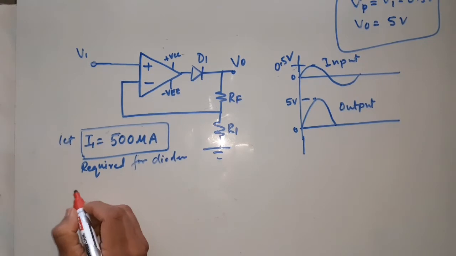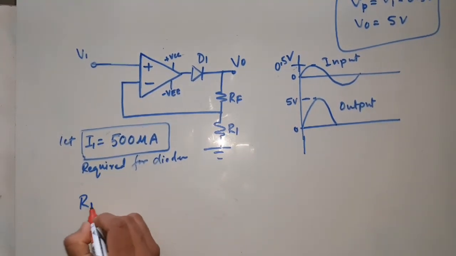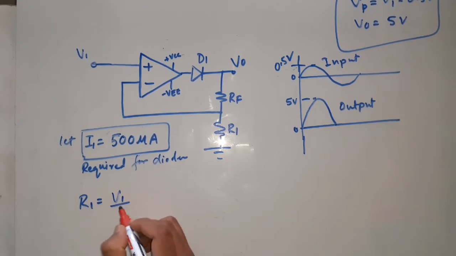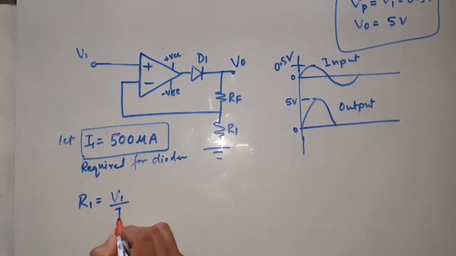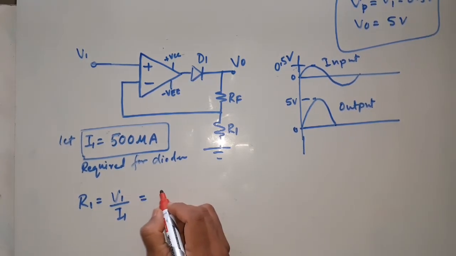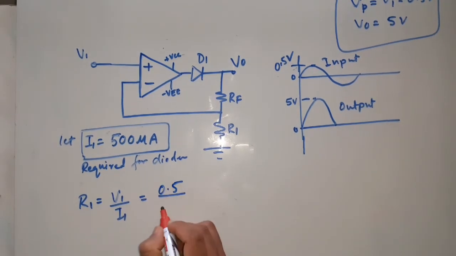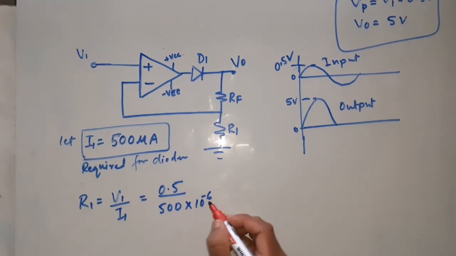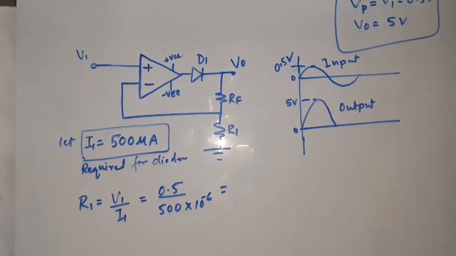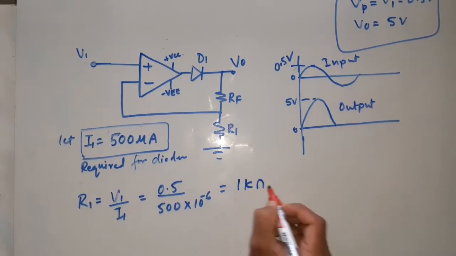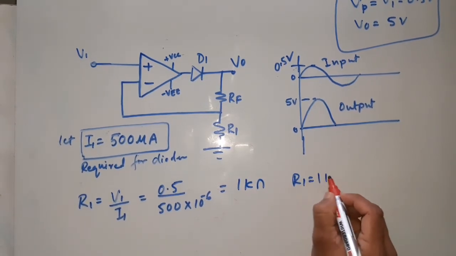Now the first thing we have to get is R1. R1 equals, how do we take? Input voltage by input resistance, right? What is input voltage? 0.5 volts divided by 500 micro. This will give you 1 kilo ohm resistance. So R1 is 1 kilo ohm.